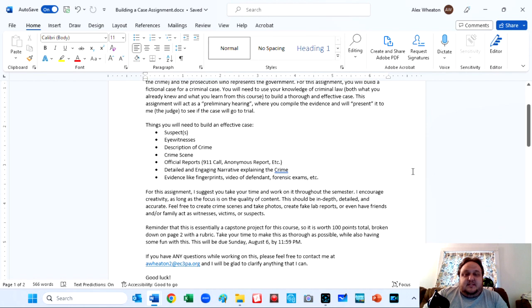As a brief idea, things you need to build an effective case: you will need suspects, eyewitnesses, a description of the crime, the crime scene, and official reports. Again, remember, this is fictionalized, so you're making it up. You'll also need a detailed and engaging narrative explaining the crime, and evidence like fingerprints, video of the defendant, forensic exam, etc. You will need all of these details to build an effective case.